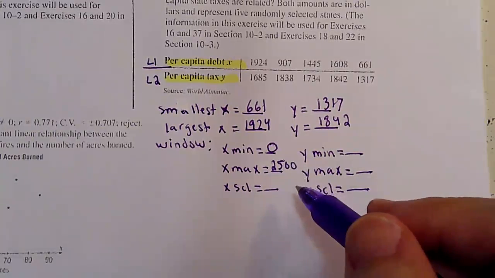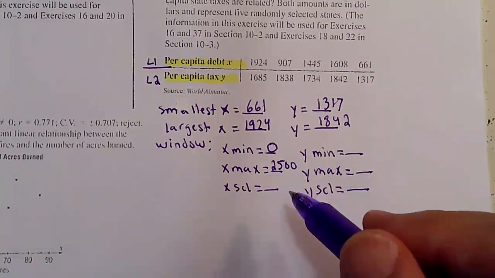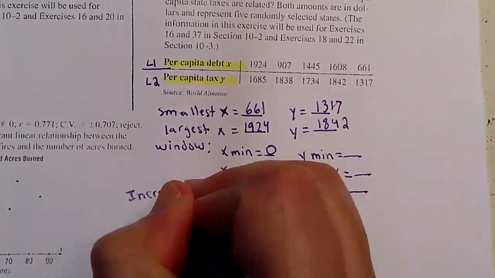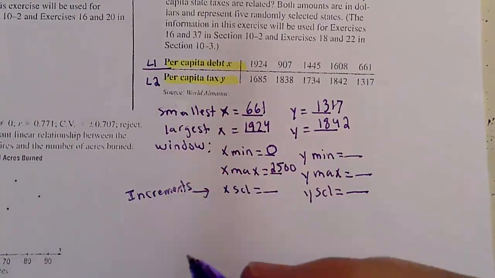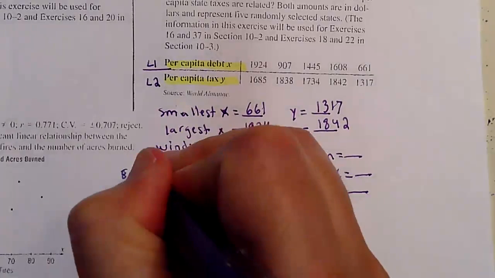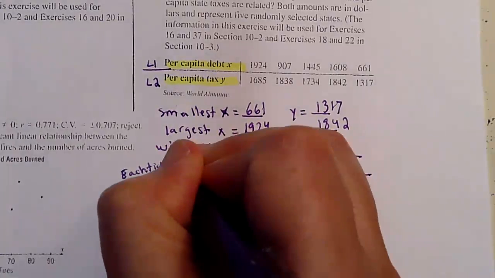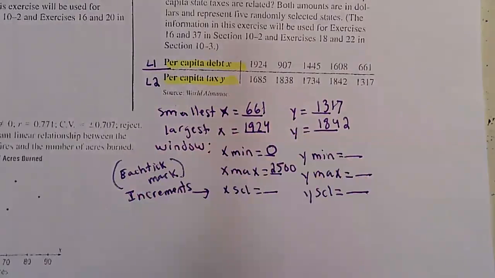And then on my X scale, your scales can be, these are increments. So your X scale has to do with increments. Okay, so like each tick mark, right? Each tick mark. So like each tick mark, do you want each tick mark for X to be 2, 4, 6, 8, 10, 5, 10, 15, 20, 25, 30? Do you want increments of 10, 10, 20, 30, 40, 50? Do you want increments of 100, 100, 200, 300, 400, 500? So what do you want increments of?